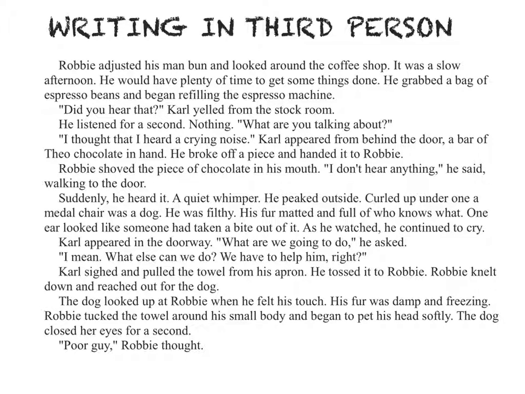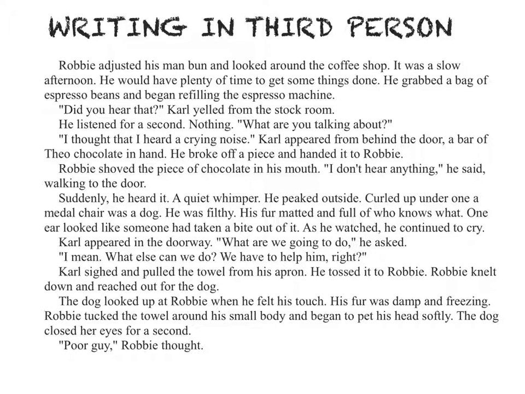So here's my example of writing in third person omniscient point of view for my hipster dude. Robbie adjusted his man bun and looked around the coffee shop. It was a slow afternoon. He would have plenty of time to get some things done. He grabbed a bag of espresso beans and began refilling the espresso machine. "Did you hear that?" Carl yelled from the stockroom. He listened for a second. Nothing. "What are you talking about?" "I thought that I heard a crying noise." Carl appeared from behind the door, a bar of Theo chocolate in his hand.